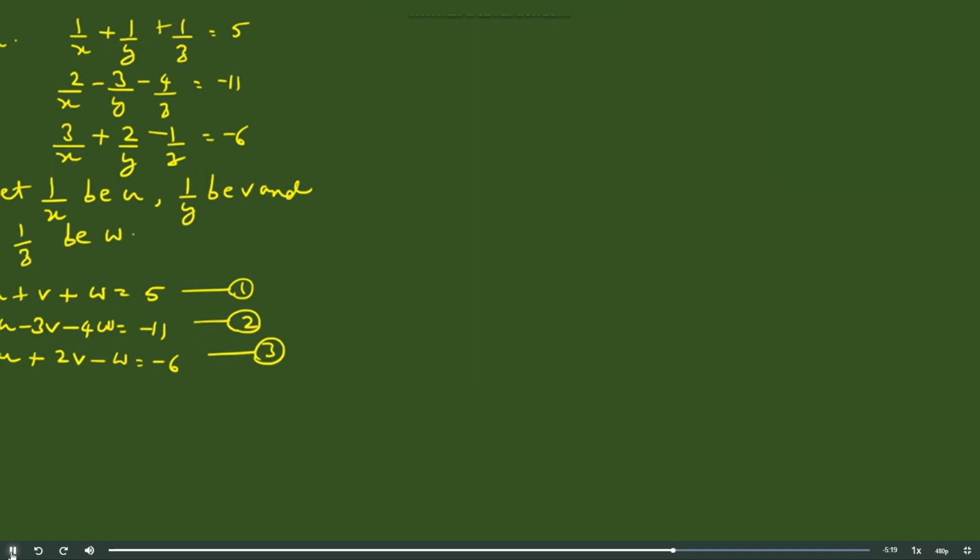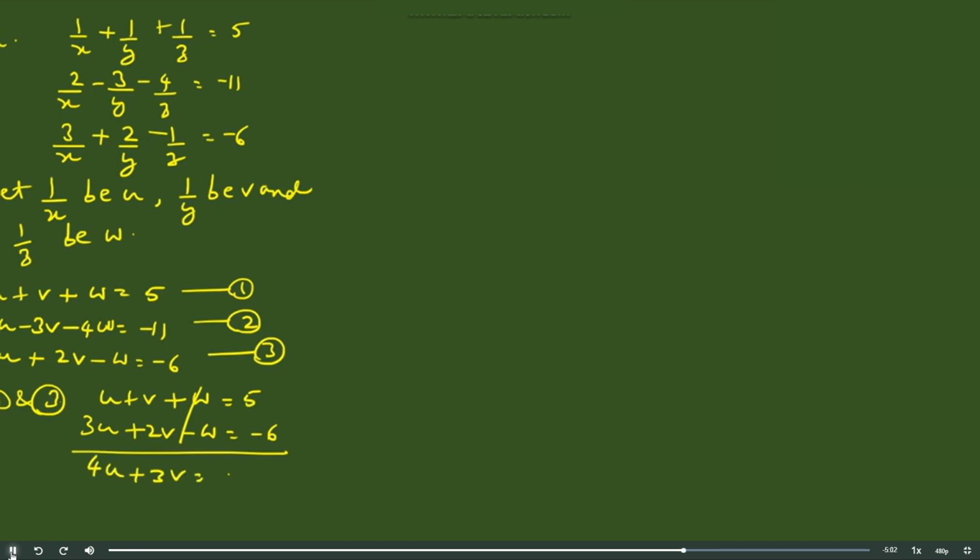Now let us take equations 1 and 3. u plus v plus w is equal to 5. 3u plus 2v minus w is minus 6. Just add: 4u plus 3v is equal to minus 1. This is equation 4.